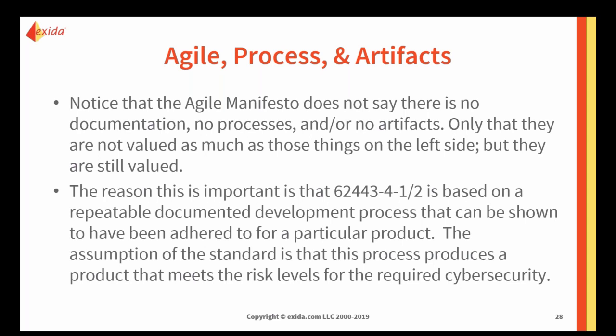So the assumption of the standard, the 62443 standard, is that if you follow this process that the standard lays out and the requirements for your device, then it'll produce a product that meets your security risk levels. Again, we talked about the security levels, and those deal with risk as well as some other things, which I'm not going to go into today. But essentially, if you follow the process the way that it's laid out, the 62443 is saying you should come up with a product that meets your required cybersecurity risk levels.